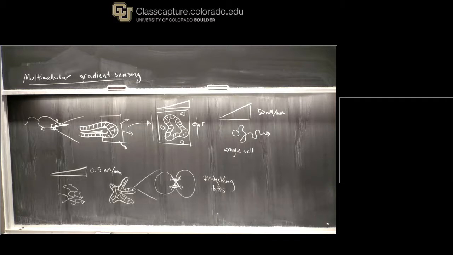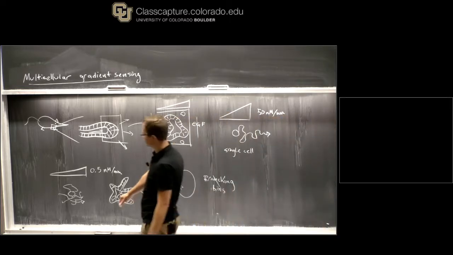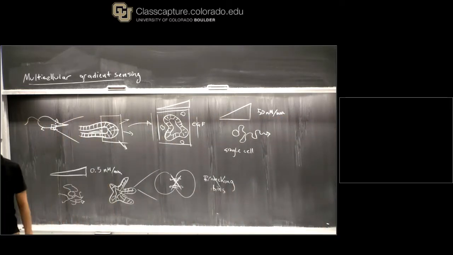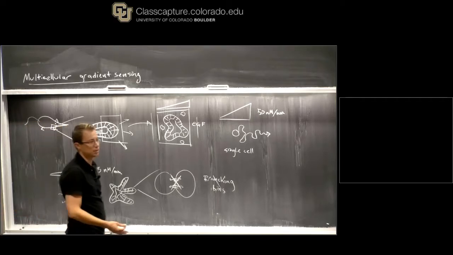So this was the set of data that got me interested in understanding how cells can work together to sense things in their environment. And it raised basically two questions. One is, how is it possible that the multicellular system is sensing what the single cell cannot? And what is the role of communication in this process?